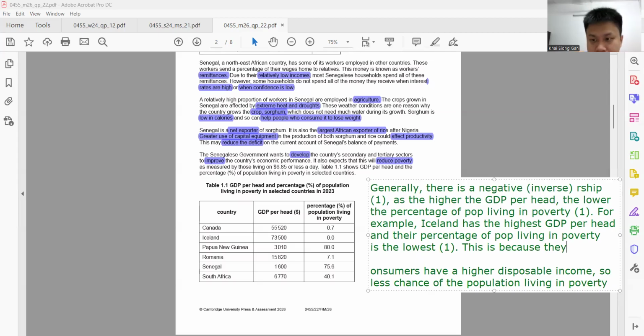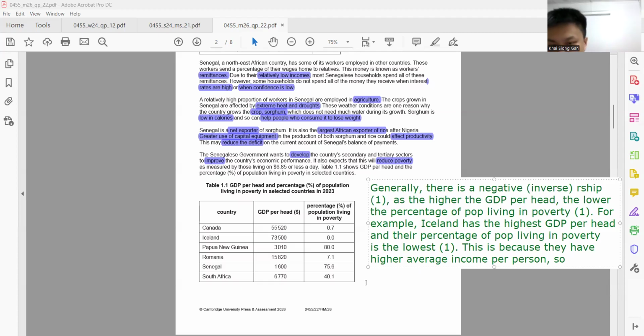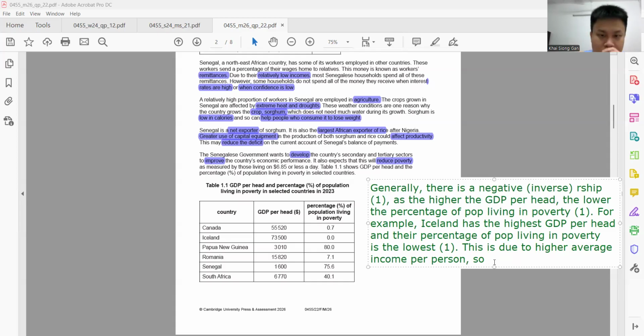This is because they have higher average income per person, so less chance of being poor. So that means they can afford more. This is because they have higher average income. You can say this is due to higher average income per person. So they have higher purchasing power.